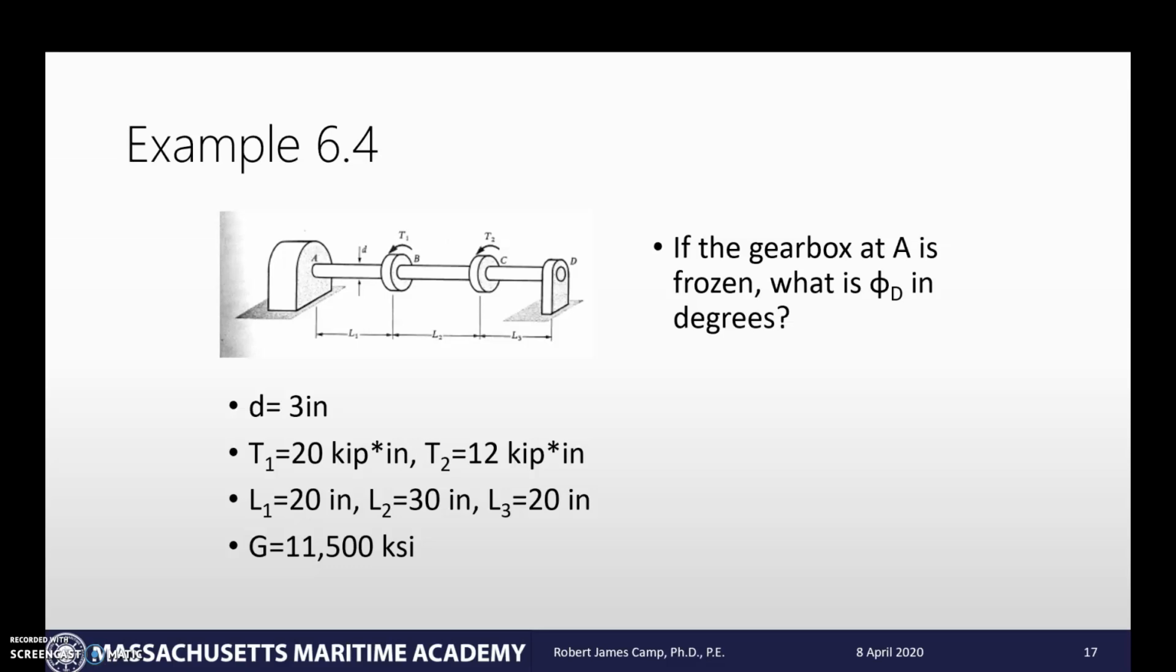If the gearbox at A is frozen, what is the angle of twist at D in degrees? So we take a look at this here, and I've got a shaft that's spinning. It's sitting in this bearing at D. I've got these flywheels where I'm applying torque at points B and C. And so what happens? The gearbox freezes up.